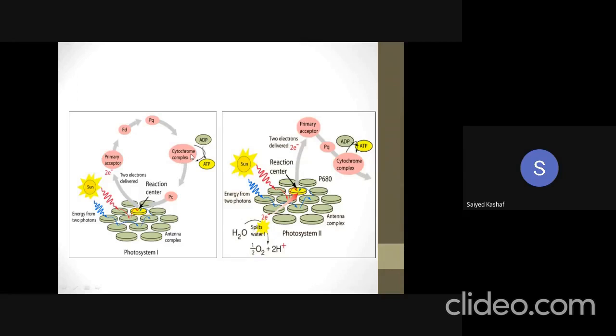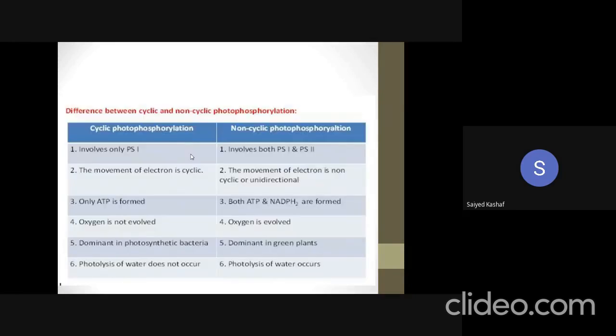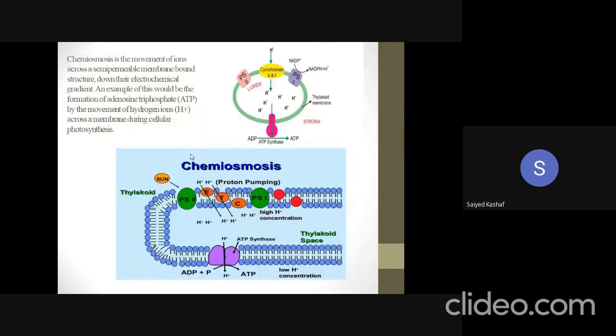On this there is a theory called chemiosmosis, which was discovered, and which we were just looking at. That chemiosmosis is a movement of ions across a semi-permeable membrane-bound structure and down the electrochemical gradient.